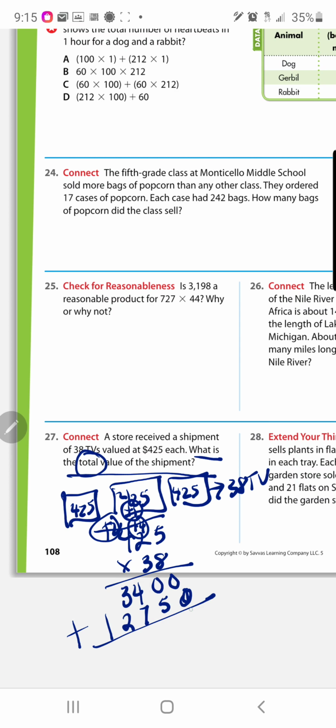Add your two partial products. 0 plus 0 is 0. 5 plus 0 is 5. 4 plus 7 is 11. Carry the 1. 3 plus 2 is 5 plus 1 more carried is 6.